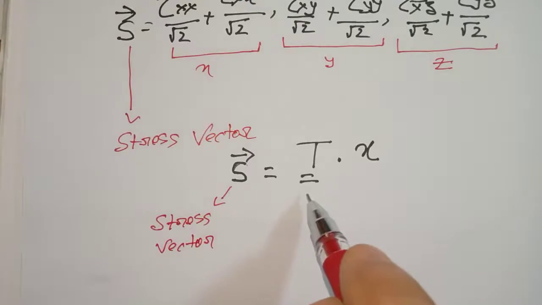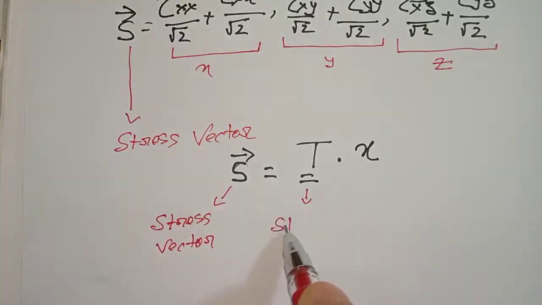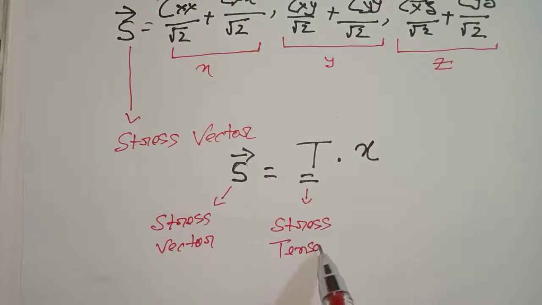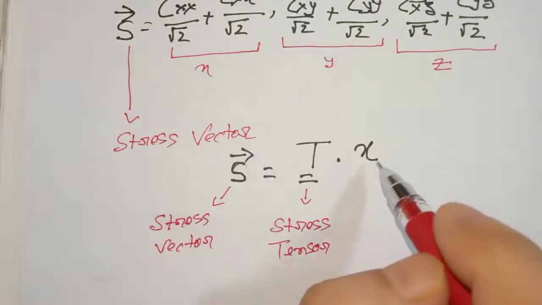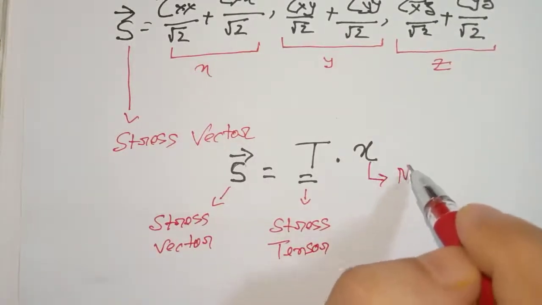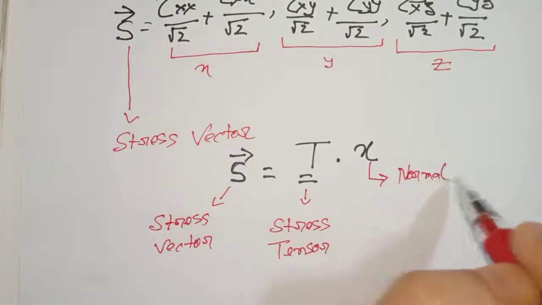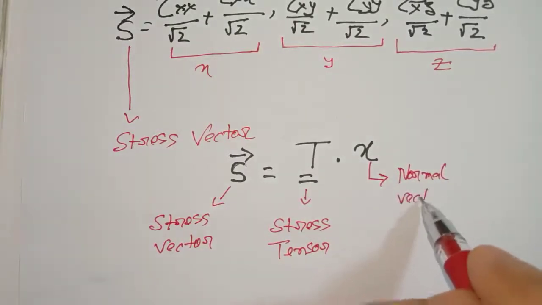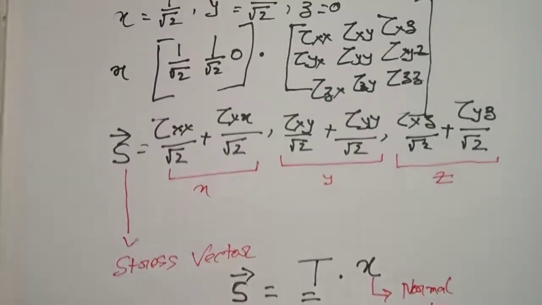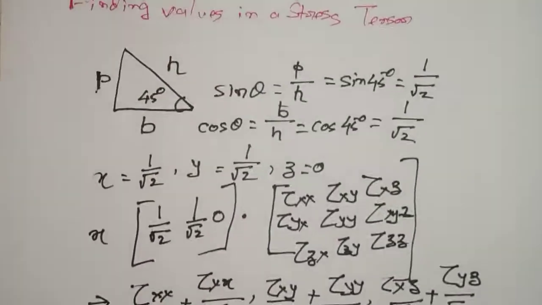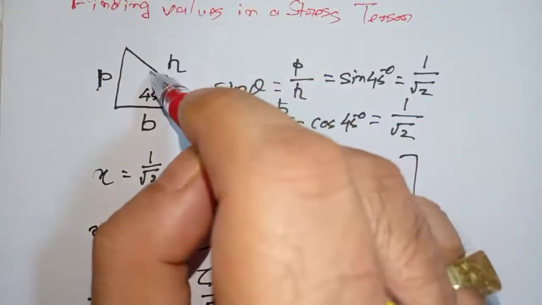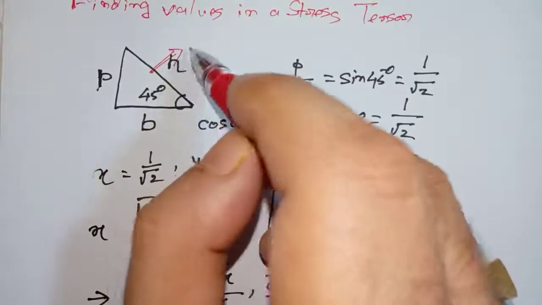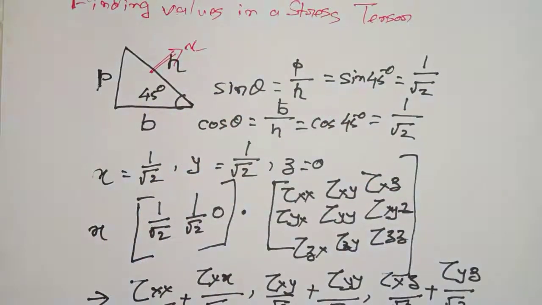This is followed by a stress tensor. This one is a stress tensor, and this is a normal vector. Normal vector means that in the figure it would be something like this, pointing in this direction in x, right?